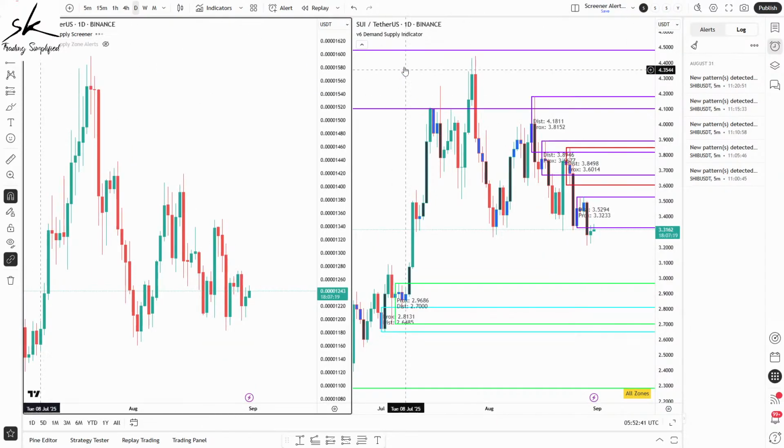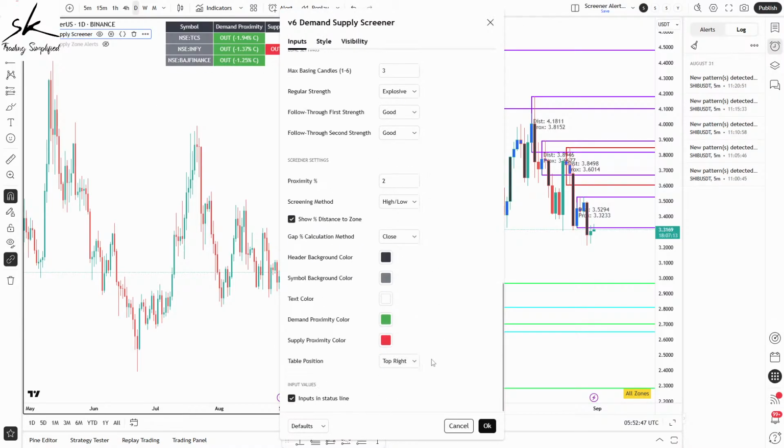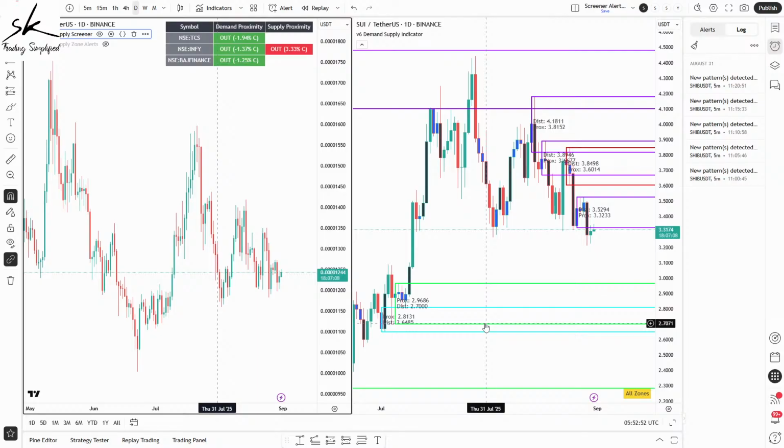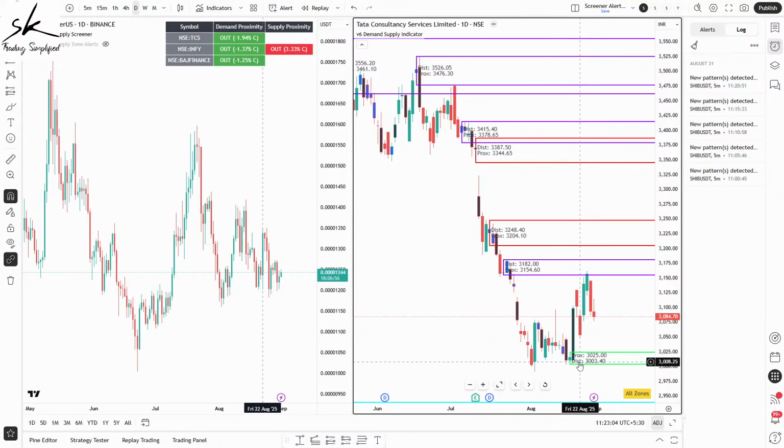So let's go to the daily time frame. In the screener, again, I've given my list of symbols, and I've also given my proximity setting as 2%. So when the current candle is within 2% of a demand area or a supply area, it gets shortlisted for us. Here you can see it is telling us that for TCS, I have proximity to demand. So if I go to TCS, you will see that we have a demand zone and we have proximity to it.